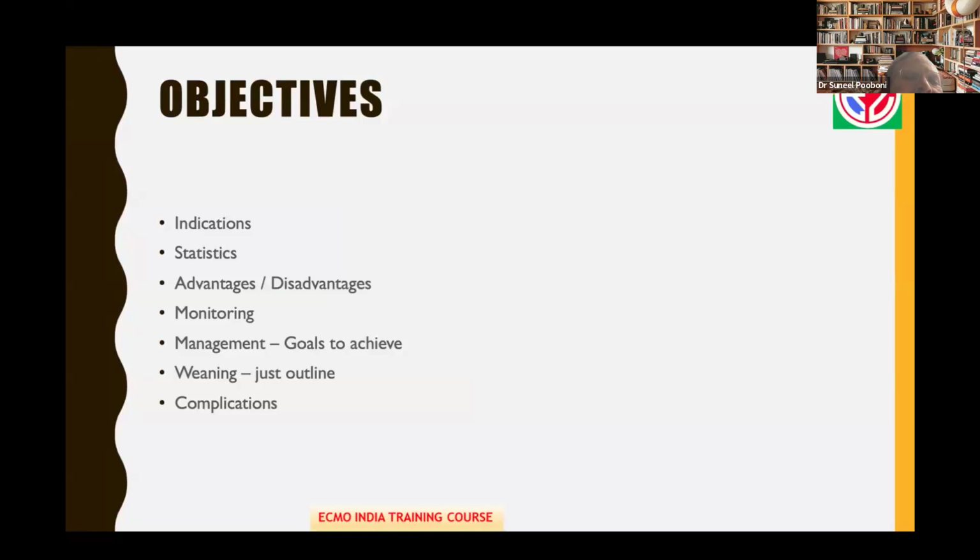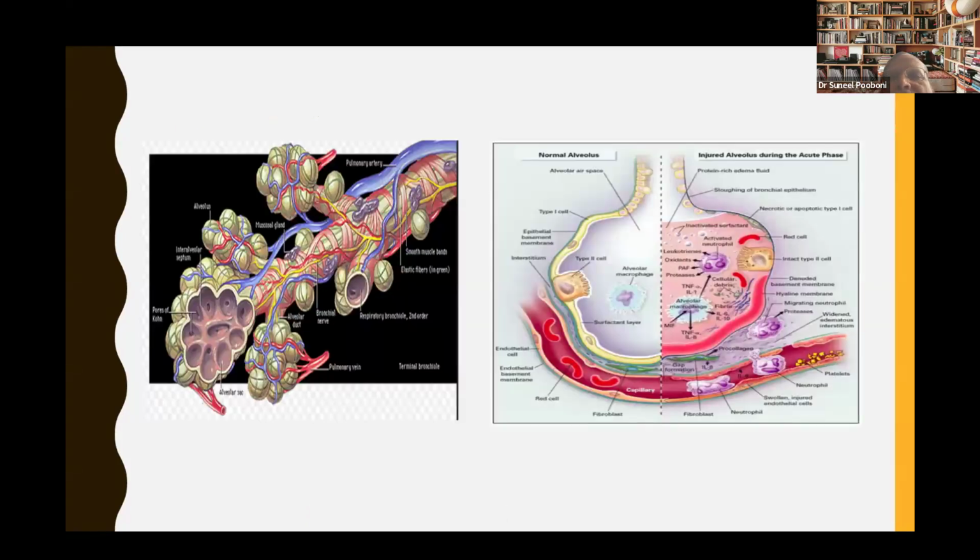The objectives are looking at the indications, statistics, advantages and disadvantages, monitoring and the management of ECMO. Very briefly, I will touch upon weaning and complications.